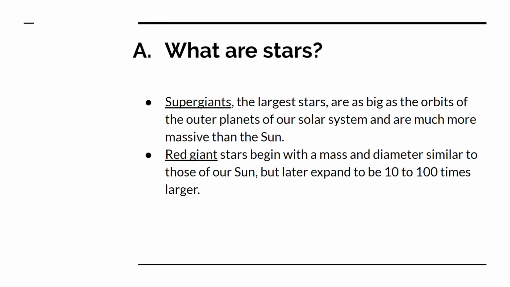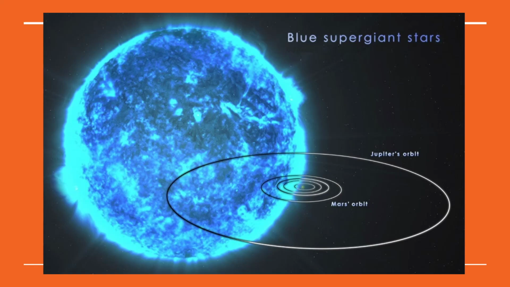A slightly smaller supergiant called a red giant starts about the size of our sun, but later it gets to be about 100 times the size of our sun. So imagine our star, but way bigger. That's what a red giant would be. Here is a blue supergiant. So you can see that little yellow dot right there, that's the sun. We would be around this ring. Jupiter would be around this ring. So all of this could fit inside of this star.